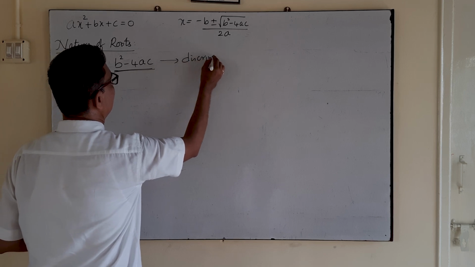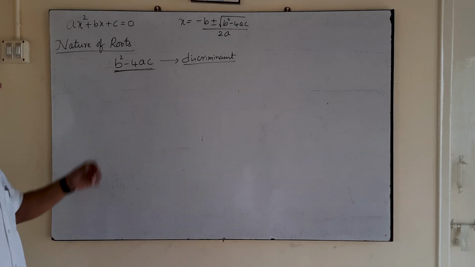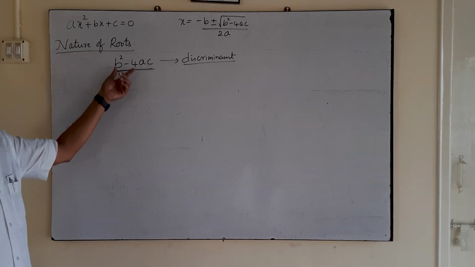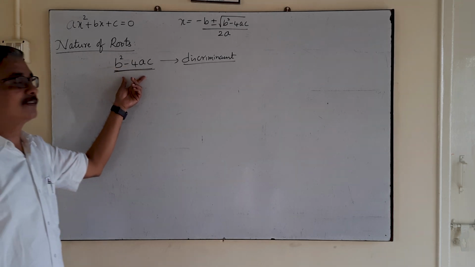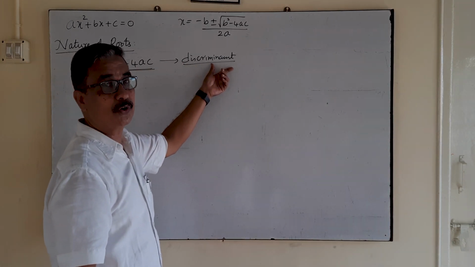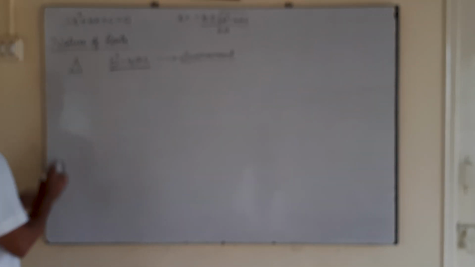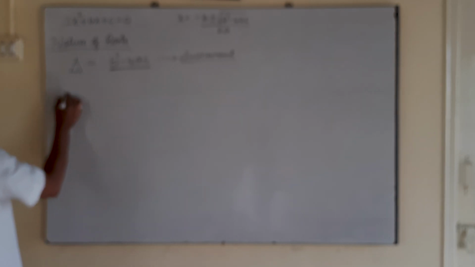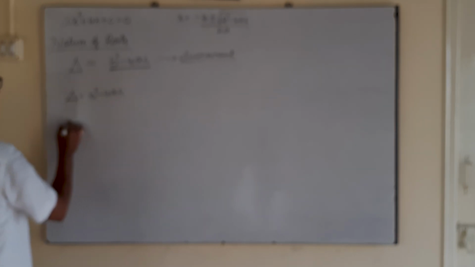That is known as discriminant. If you study, it is there in your textbook. The nature of the roots depends upon the quantity b square minus 4ac. That is known as discriminant. Okay. And it is denoted by the symbol delta. Read it as delta. Therefore delta is equal to b square minus 4ac.